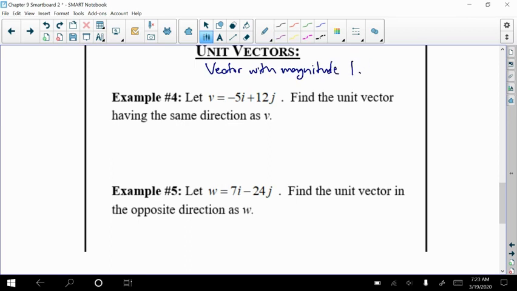It could be 1 mile. It could be 1 inch. It could be 1 Newton if it represents force. Whatever its magnitude represents, it is 1 unit in that particular problem.